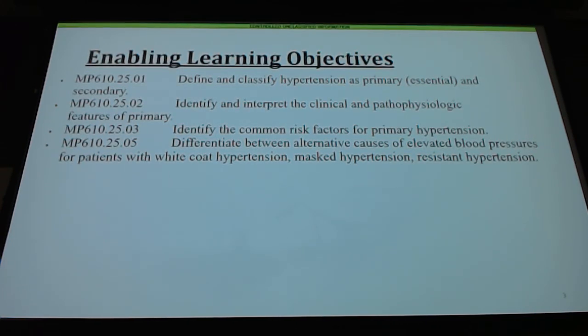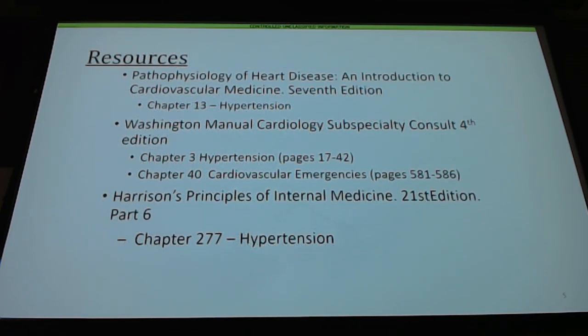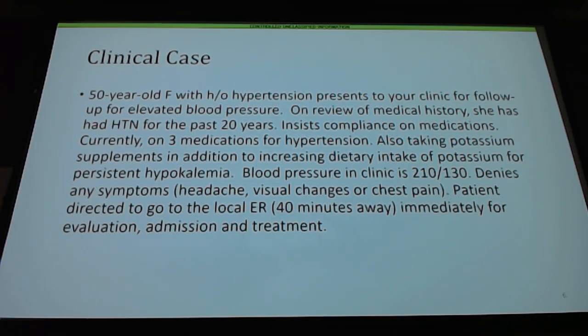But I wanted to start this with a case study, and it goes like this. You have a 50-year-old female with a long-standing history of hypertension who presents to your clinic for follow-up for elevated blood pressure. On review of medical history, she has had hypertension for the past 20 years. She insists she is compliant on her medications, but she's currently on 3 meds, and she's also taking large doses of potassium supplements in addition to increasing dietary intake of potassium for persistent hypokalemia. Her blood pressure in clinic today is 210/130. She denies any symptoms, headaches, visual changes, or chest pain.